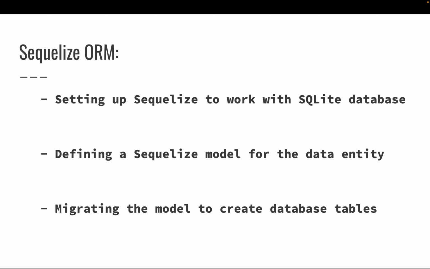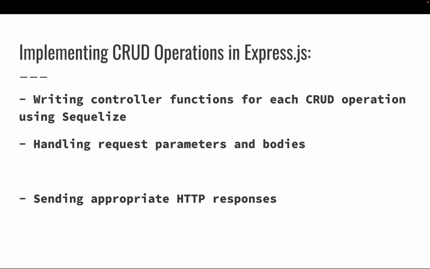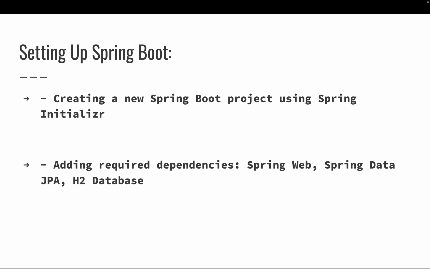Then for the database part, how the SQL works, we're going to integrate our SQLite ORM with the SQL database, so we'll be setting that up as well. We're going to define our model for the data entity, which is going to be like the table we have in our database schema. And then we're going to migrate the model so we can create our tables and do every other integration. And then we'll also integrate that into the Express CRUD API. So that is basically it.